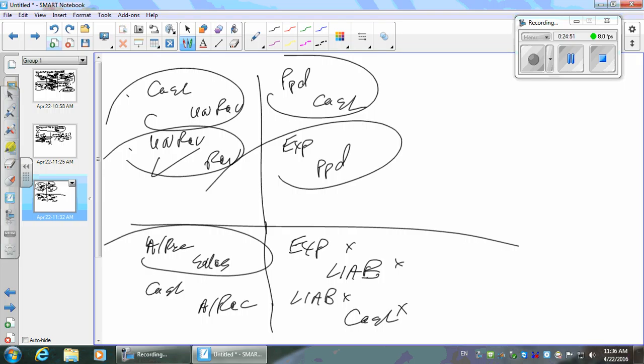Okay. Which of the following transactions results in an increase in both net income and stockholders' equity?